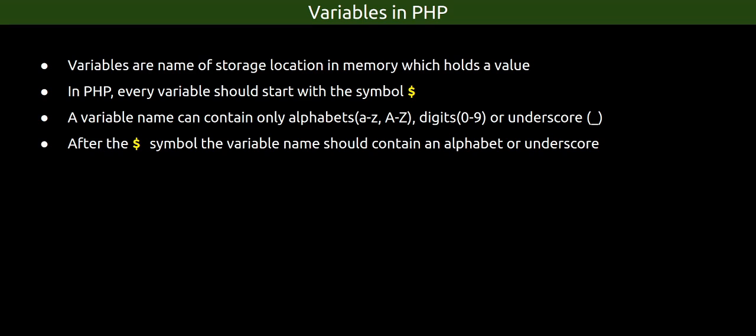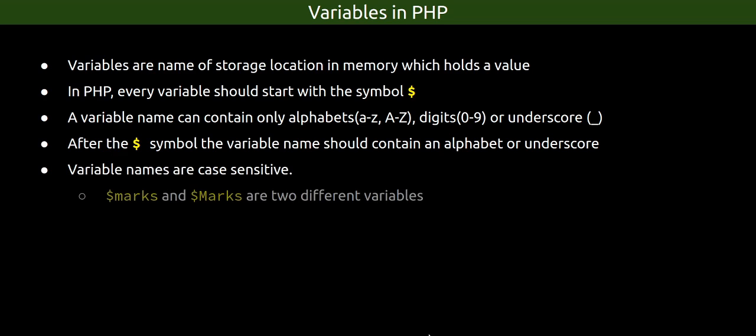So for example, $ABC is okay. $_ABC is okay. $1ABC is not okay, because after the $, you should put an alphabet or underscore. And in PHP, variable names are case sensitive. That means these 2 variables, $marks and $Marks, are 2 different variables, because here all the letters are lowercase letters, but here M is capital. Hence these 2 are 2 different variables.